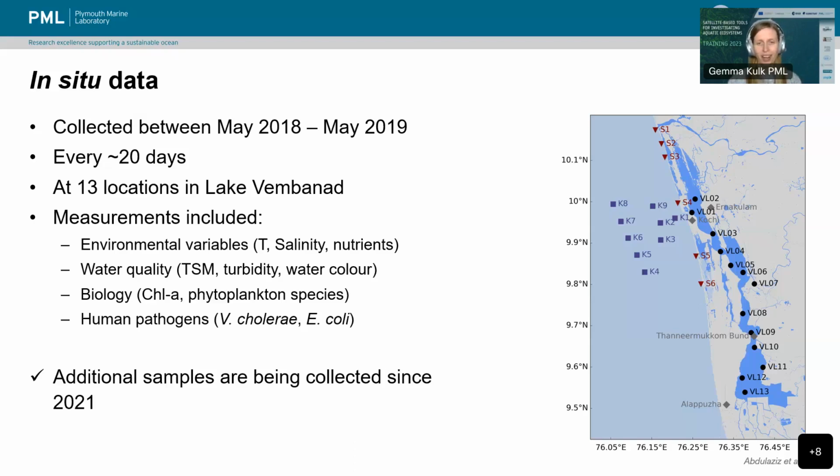And I would like to note here that we've been collecting more in situ data since 2021 to continue our research on waterborne diseases in Lake Vembanad. And our field campaigns now extend to coastal areas as well.